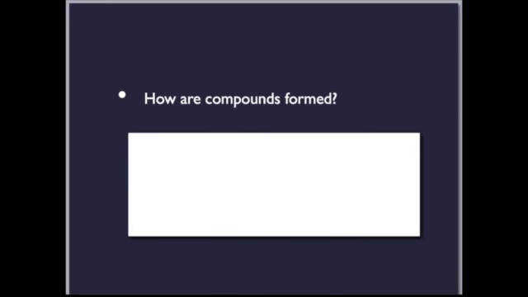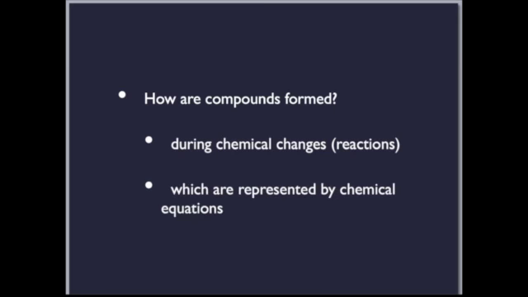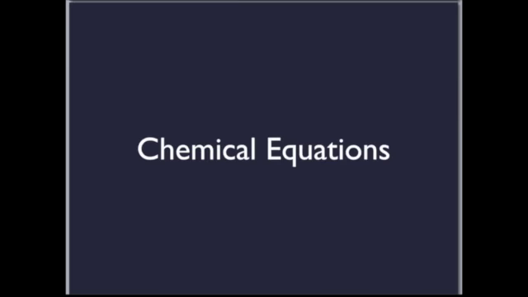Write this question in your composition book and answer it. So how are compounds formed? They're formed during chemical changes, which are also called chemical reactions, and these chemical changes are represented by chemical equations, which happens to be the title of our notes, chemical equations.